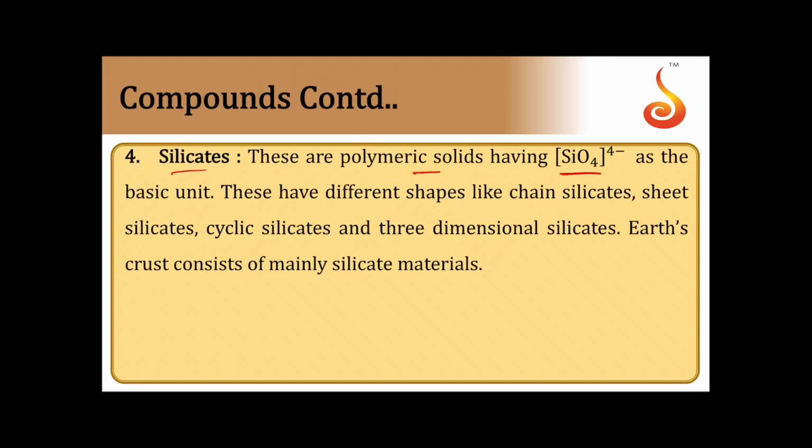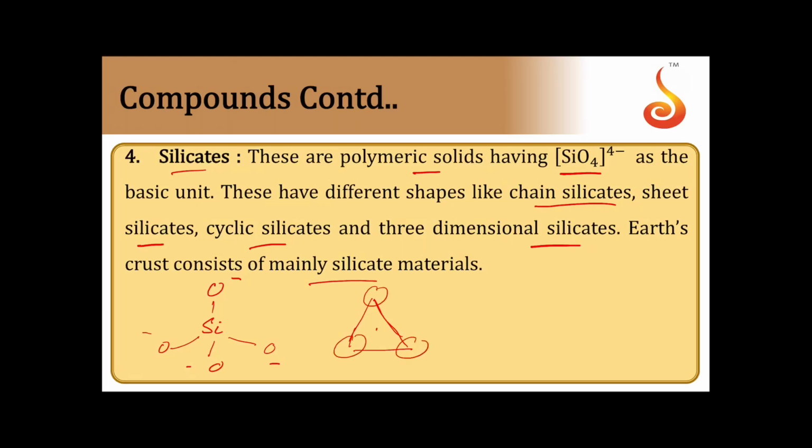Silicates are polymeric solids having SiO4 tetrahedral units. This is the basic unit. There are different types of silicates like chain silicates, sheet silicates, cyclic silicates and 3-dimensional silicates. The earth's crust mainly contains silicates. The silicate unit is a tetrahedral unit, and each oxygen carries a negative charge, so it is SiO4 4-. In short, we can represent the silicate unit as a triangular structure.